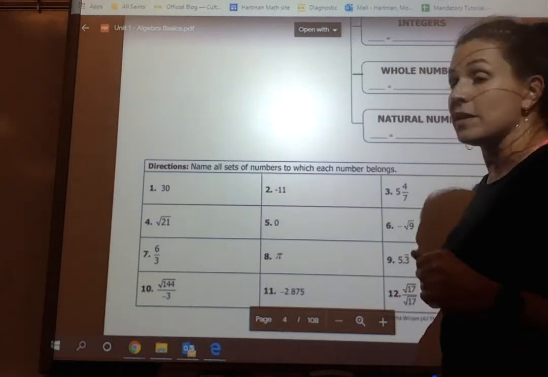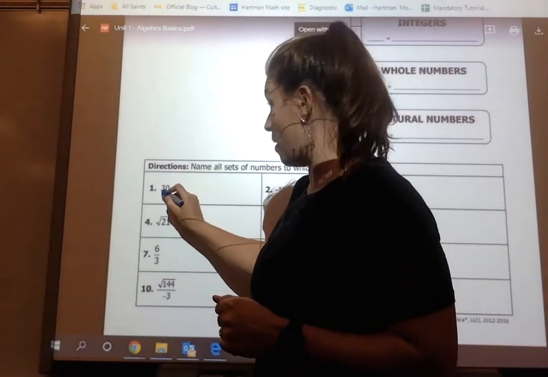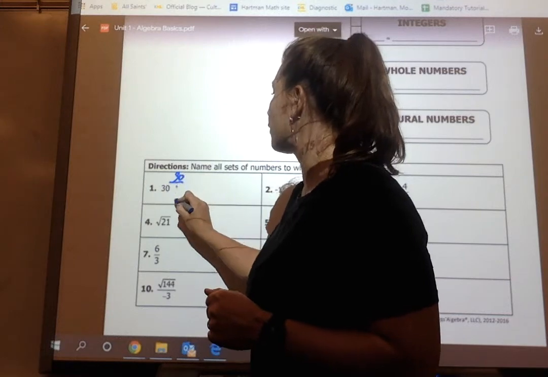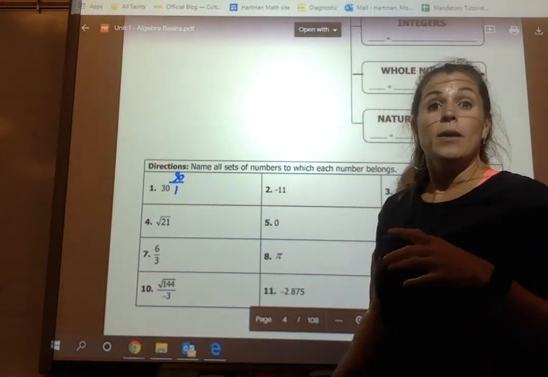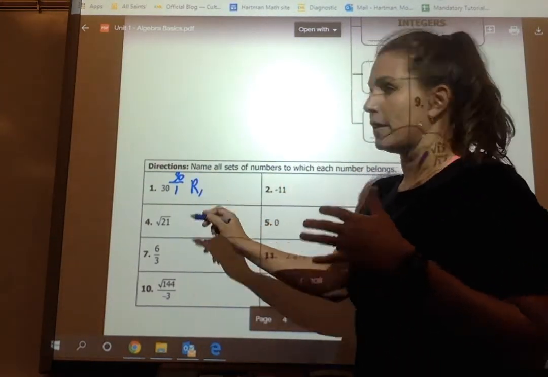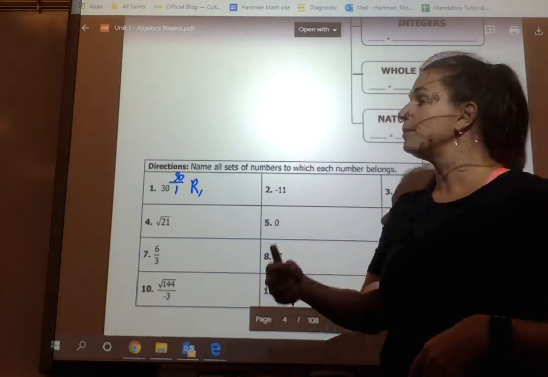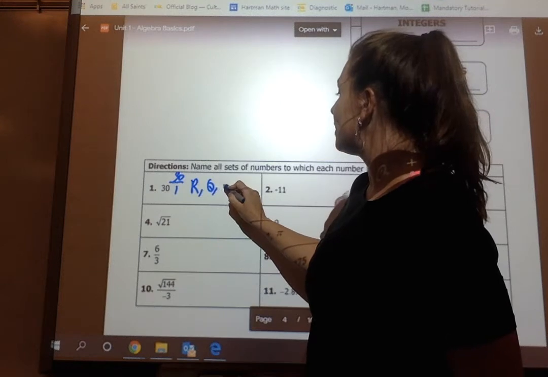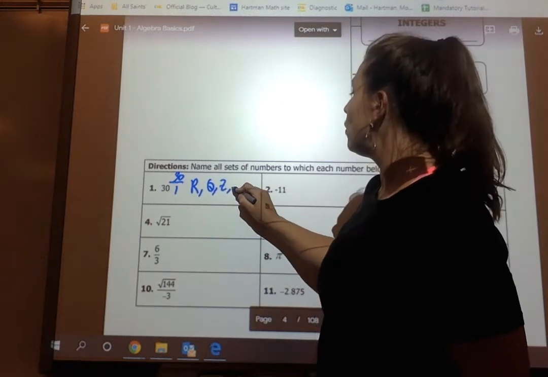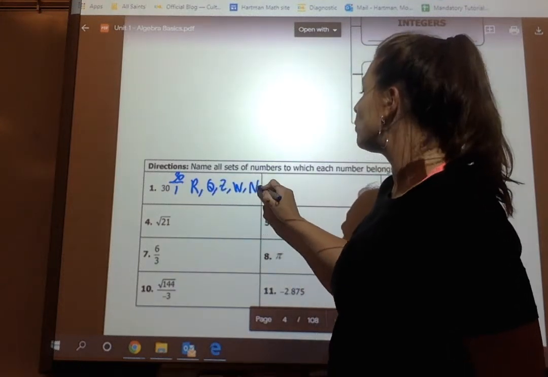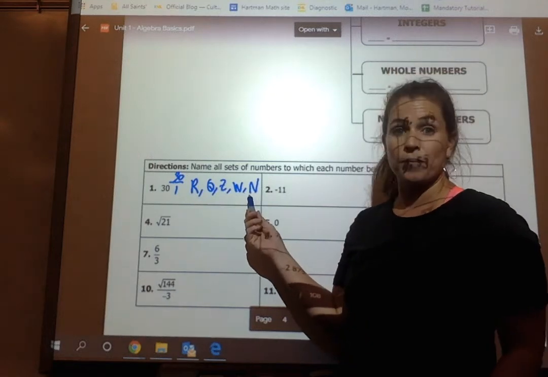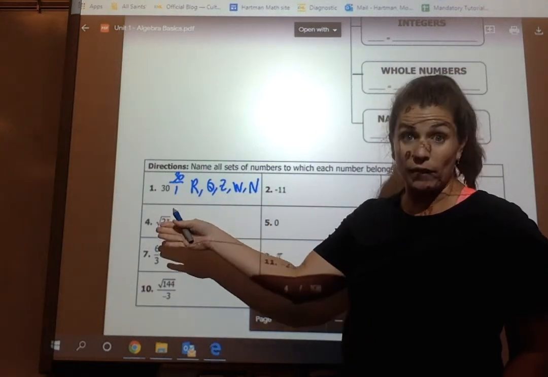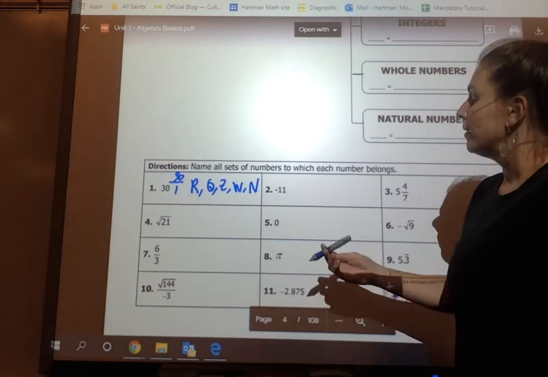So number 1, does it fit the form A over B? Sure, I can turn it into 30 over 1. So we know that it's real. All of these are going to be real. We know it's rational. We know that it is an integer. We know that it is a whole number, and we know that it is a natural number. Does everybody see how I'm getting that? It's all of them. All right.